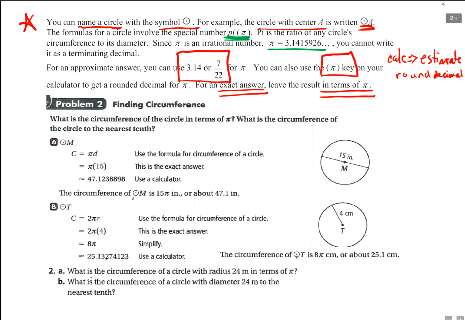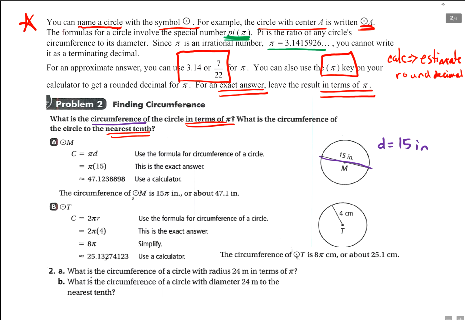All right, let's look at our first problem here. We are looking for the circumference of the circle in terms of pi. Oh, and to the nearest tenth. We want both. Alright, so circumference, we know that C is pi d, or 2 pi r. We look at our diagram. We are given this right here. We know that diameter is 15 inches. So we label everything. We are identifying everything we know from our diagram. Diagram is the first place you look.